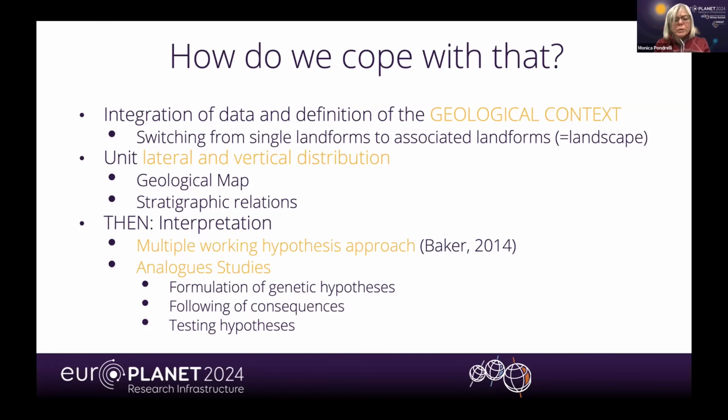We can move on with the interpretation using the multiple working hypothesis approach, which is beautifully defined by Baker in 2014. I strongly suggest all of you to have a look at this paper, and analog study. So you start with the formulation of genetic hypotheses about your study area, following the consequences of each of these genetic hypotheses, and then testing these hypotheses to try to understand which is the one more consistent with your data.